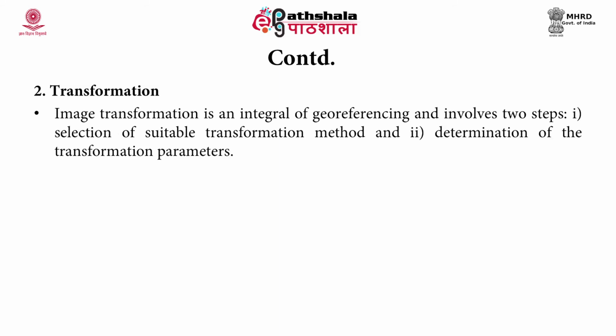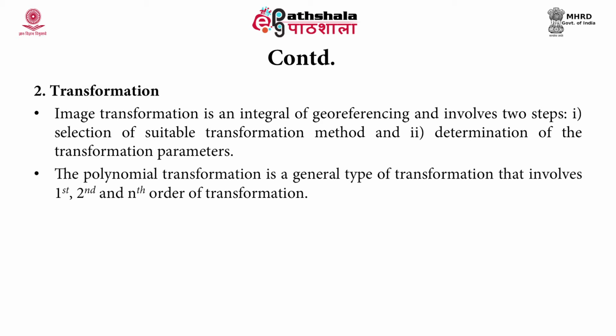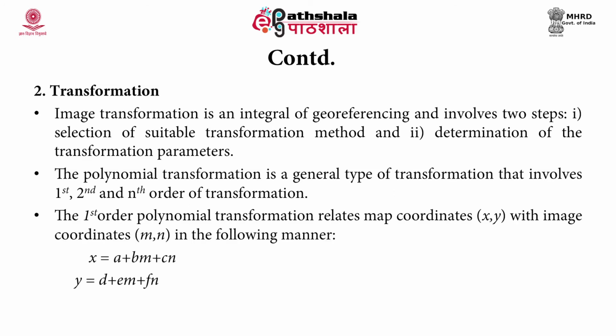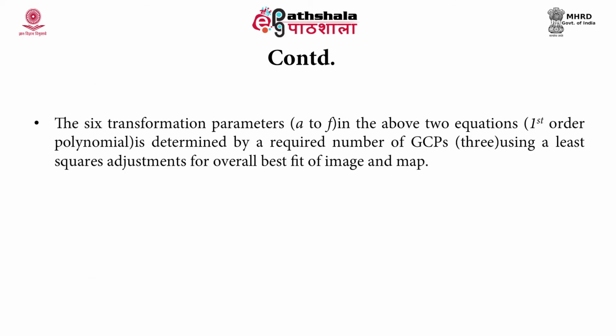It is an integral part of georeferencing and involves 2 steps: selection of a suitable transformation method, and secondly, determination of the transformation parameters. The polynomial transformation is a general type of transformation that involves first, second and nth order transformations. The first order polynomial transformation relates map coordinates with image coordinates in the following manner. For example, if map coordinates are x and y and image coordinates are m and n, then x is equal to a plus b m plus c n and y is equal to d plus e m plus f n. The 6 transformation parameters a to f in the above equations are determined by a required number of ground control points using a least squares adjustment for overall best fit of image and map.